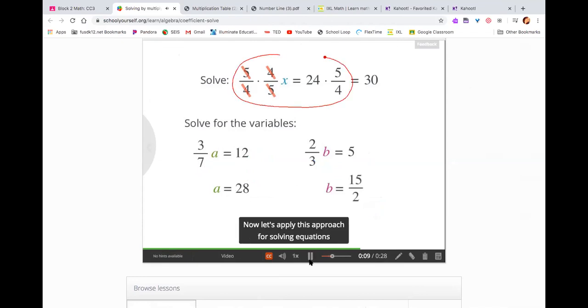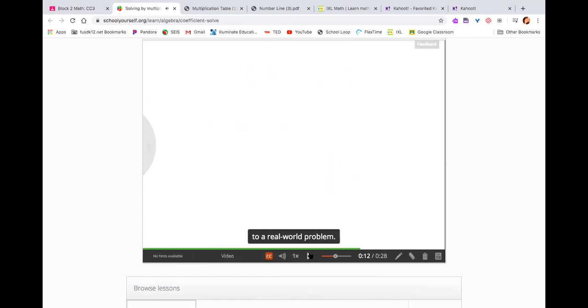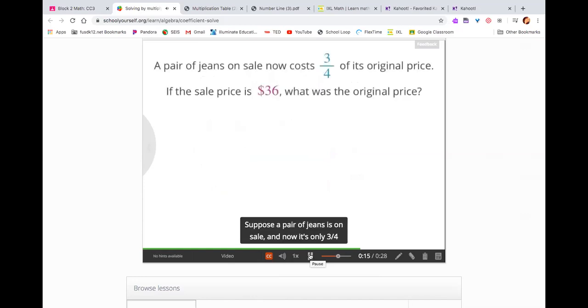Now let's apply this approach for solving equations to a real-world problem. Did you notice that even though we solved it a little differently, we got the same answer? Yeah. Okay. Just want to point out that there's more than one way to solve problems. Suppose a pair of jeans is on sale, and now it's only 3/4 of the original price. If the sale price is $36, then what was the original price of the jeans? If you get stuck, click here and we'll figure this out together. Oh, I'm not going to worry about that right now.